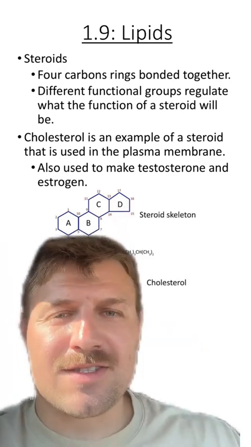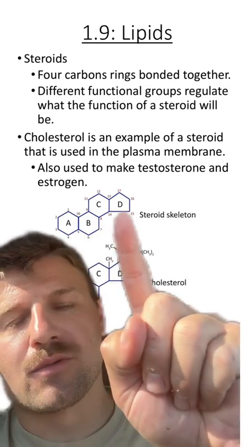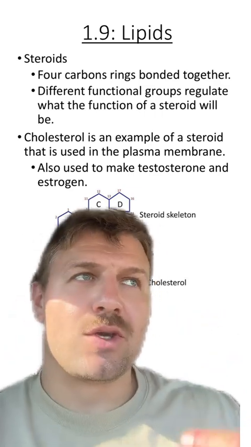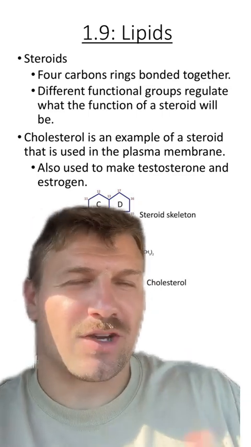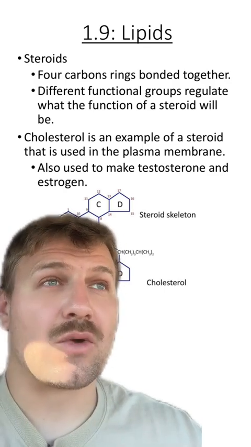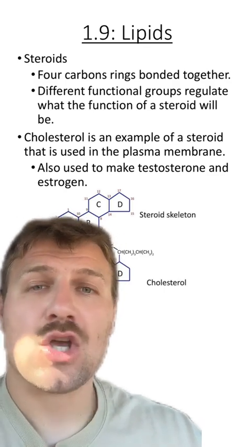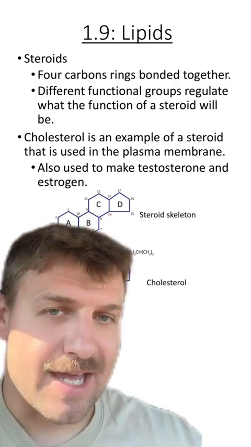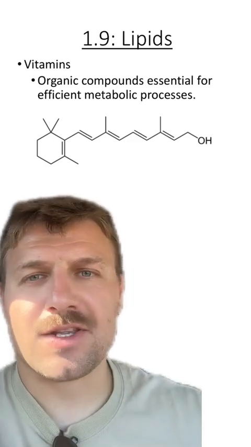Now, since these steroids are made of these 4 carbon rings, they are most of the time going to have a non-polar characteristic, but not all of the time. The different functional groups within the steroids are going to determine what type of message or what type of function the steroid has. Our last type of lipid is known as a vitamin.